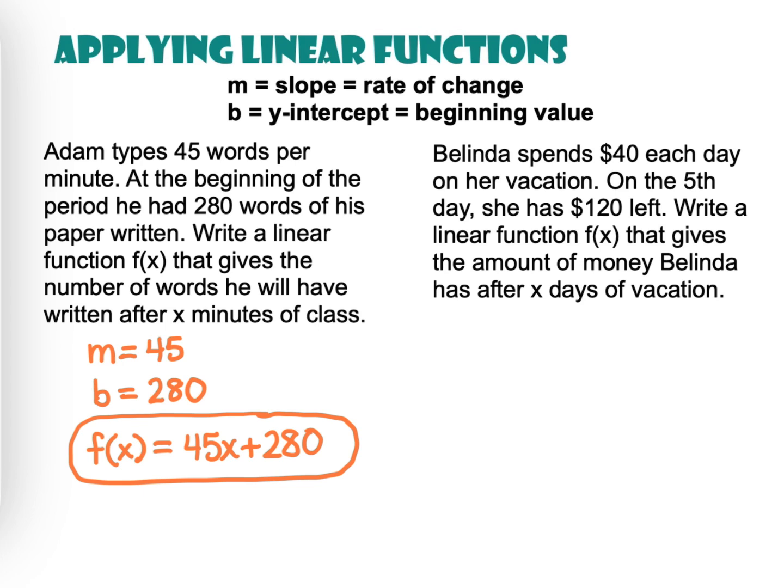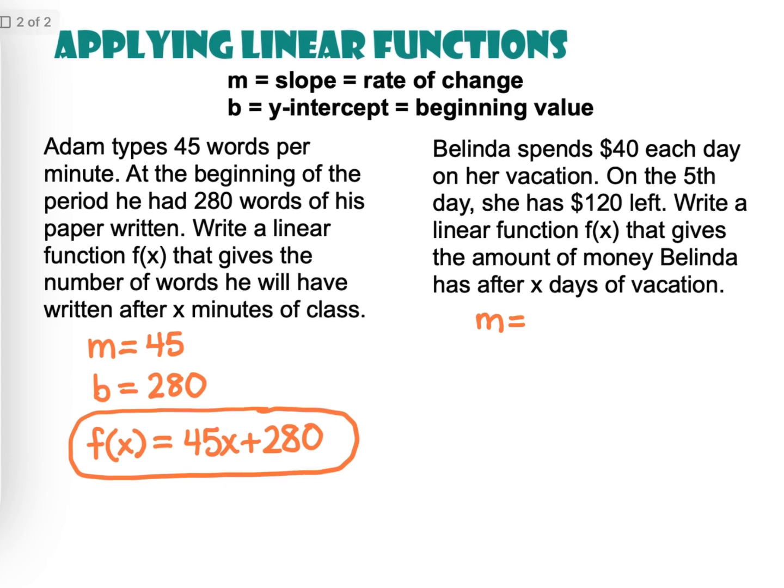Let's try another one. Belinda spends $40 each day on her vacation. On the 5th day, she has $120 left. Write a linear function that gives the amount of money Belinda has after x days of vacation. Do you see a rate of change? A per? It doesn't actually say the word per anywhere, but it does say that she's spending $40 each day. That's kind of like $40 per day.